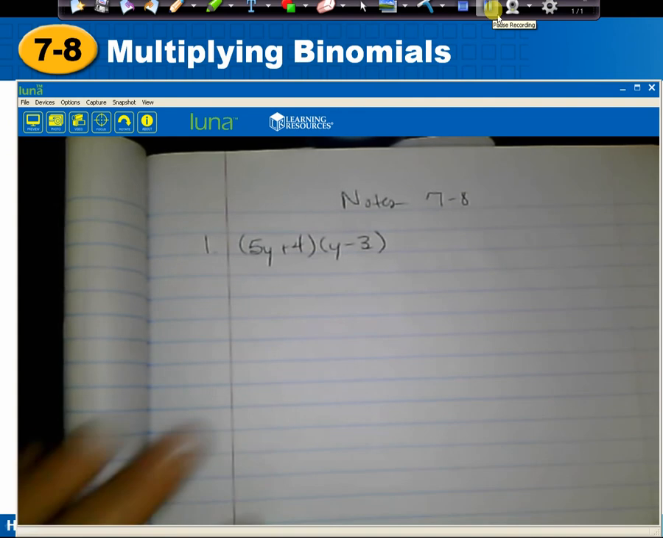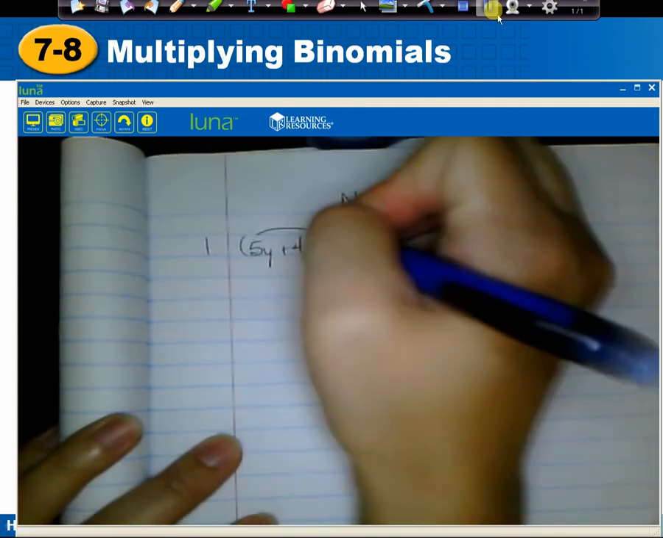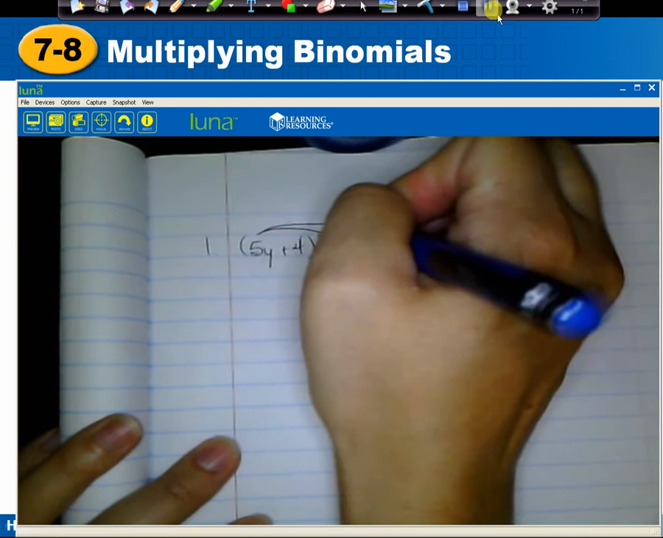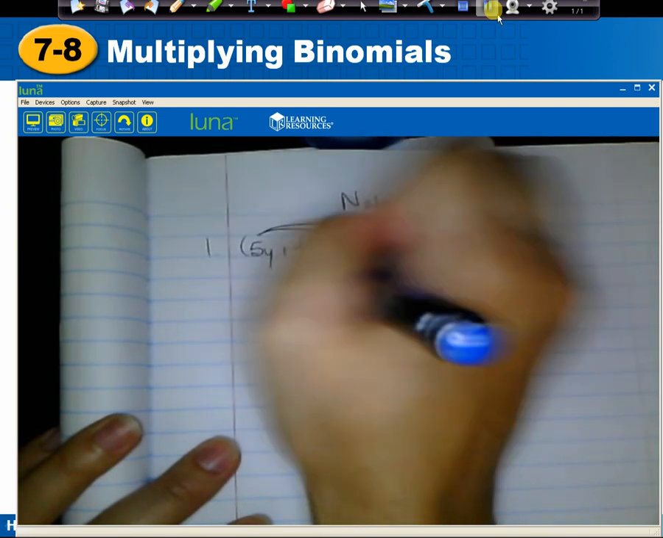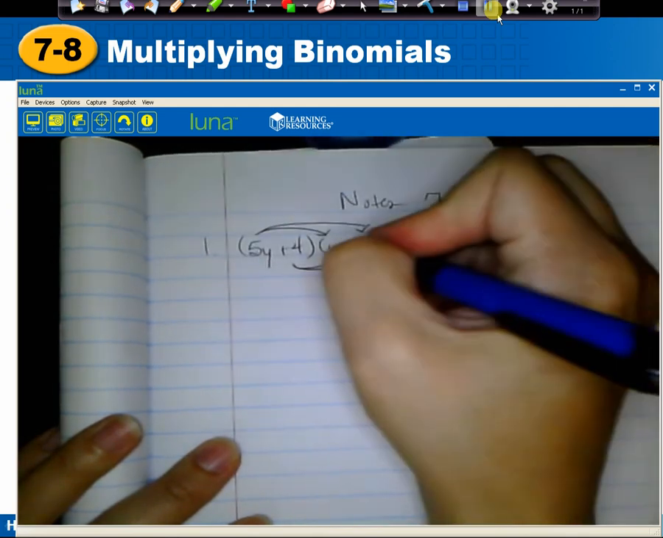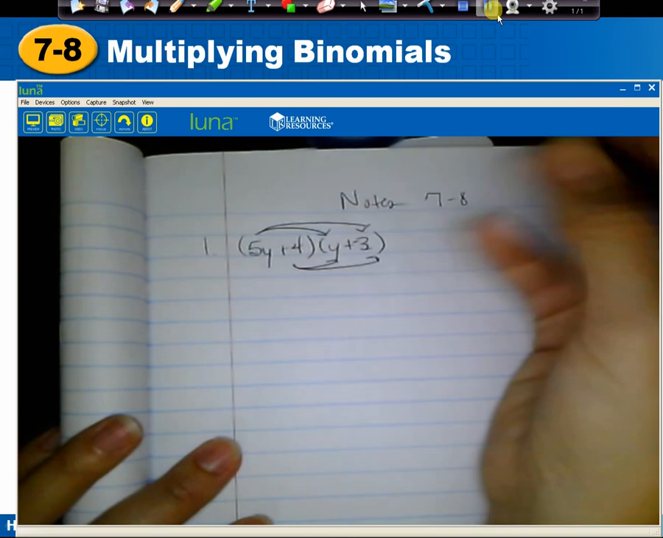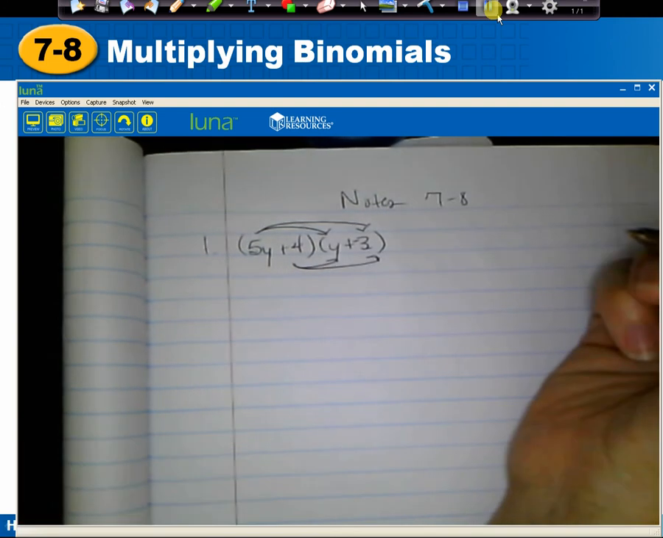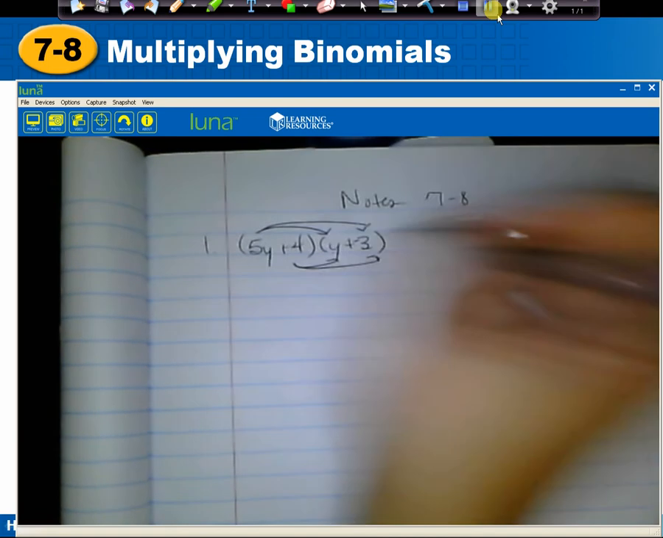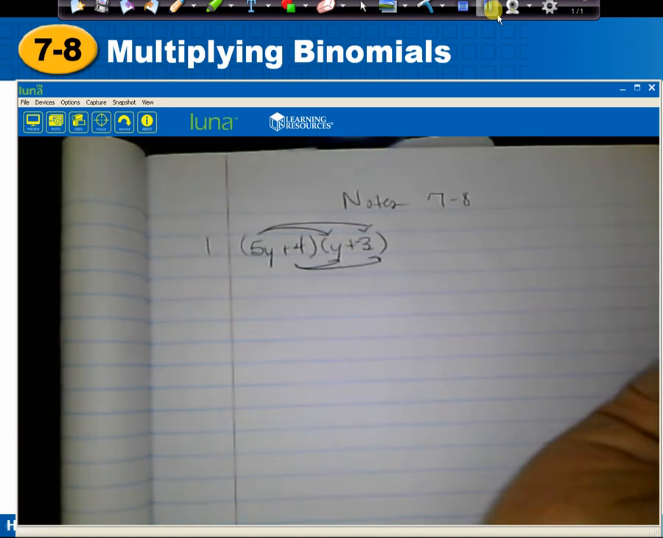did yesterday. The first thing I want you to do is draw your arrows. Then I also want you to add the opposite. So instead of saying minus 3, say plus a negative 3. Now the first thing I'm going to do is multiply my 5y times each of the terms in the second parentheses, and I've shown that by drawing my arrows.